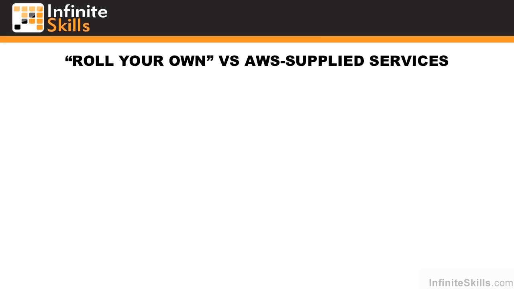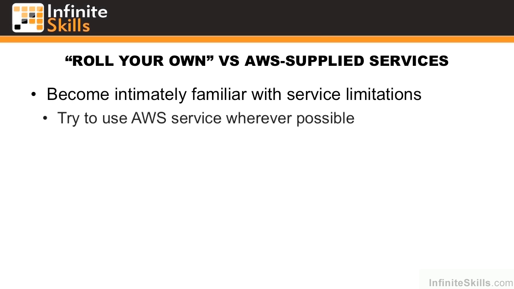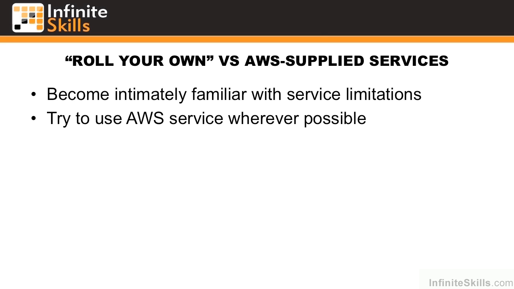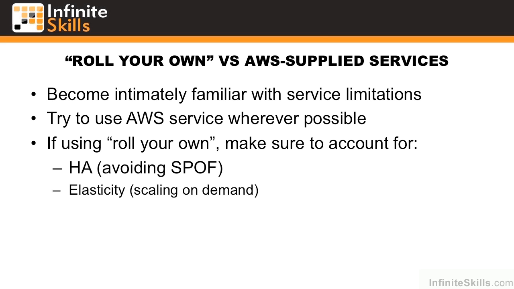If you look at other roll your own versus AWS-supplied services, the things to become familiar with are obviously the service limitations. Make sure that you can play inside of those service limitations, and only when you can't would you want to spin up a service yourself. If you're using roll your own, make sure to account for all these things, such as HA, or high availability, avoiding that single point of failure, making sure you have elasticity and scaling on demand, taking care of things like rolling out servers behind your ELB if one fails. Make sure that you're taking care of DR, or disaster recovery, doing backups and so forth.